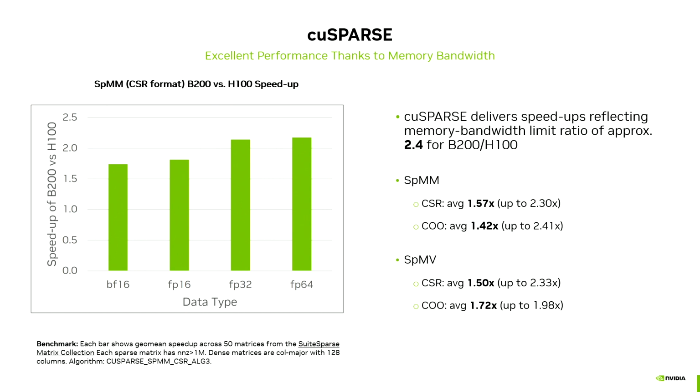These results are obtained comparing B200 versus H100. And I provided the nominal hardware ratio for bandwidth, which is around 2.4. The beauty of this slide is that it shows cuSparse, one of our libraries, by enabling and taking advantage of this memory bandwidth addition, now delivers performance which is relative to the hardware nominal ratio.